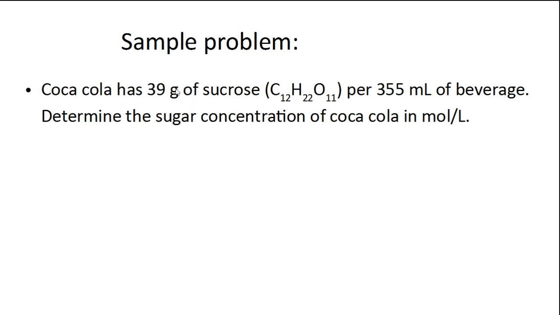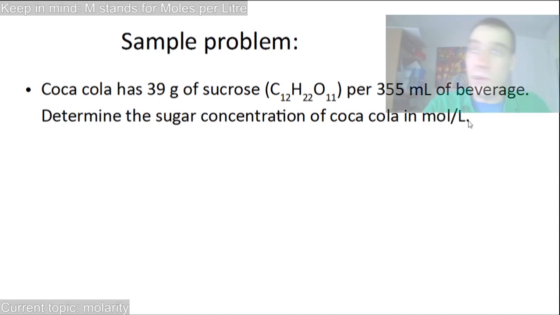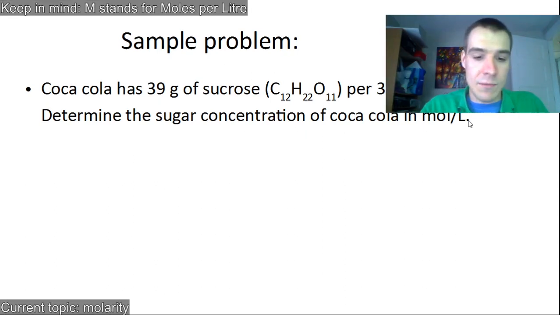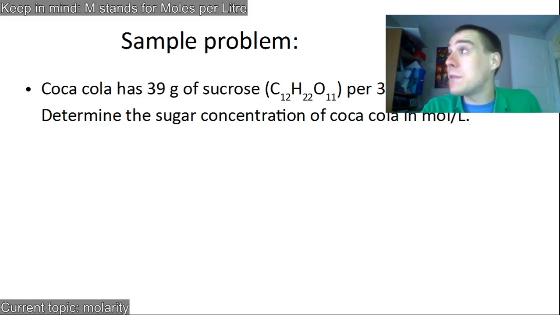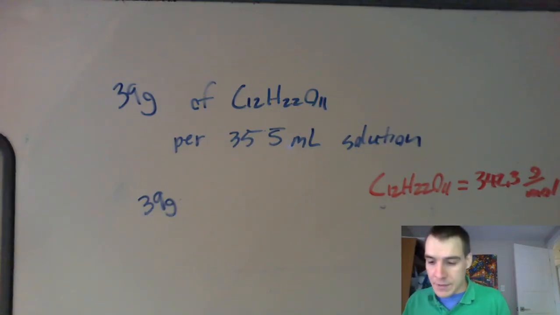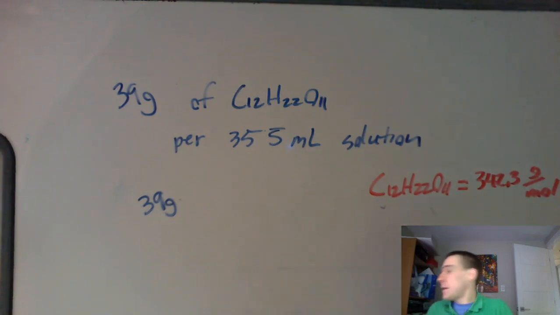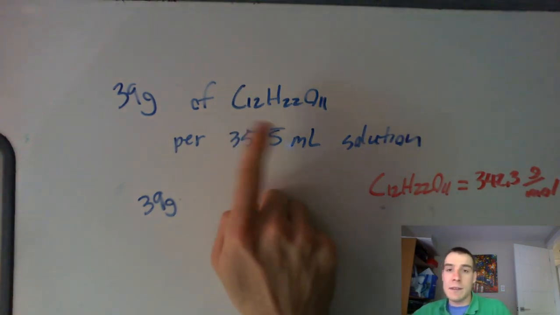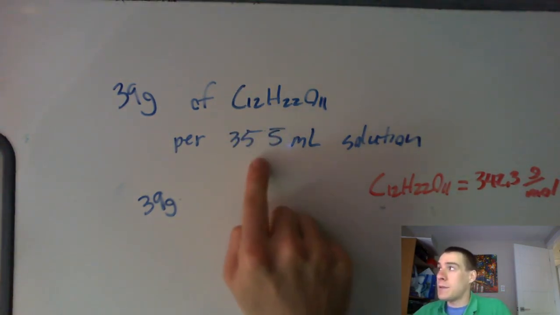So I have grams, which is my solute. That's going to need to be in moles. I have my milliliters, which needs to be in liters. So that's what I'm going to set up over on the whiteboard. So I'm going to pause and get that set up on the whiteboard because it's getting to be a pretty long video so far. Okay, so I've got my stuff set up over here. I've got 39 grams of sucrose per 355 milliliters of Coca-Cola.